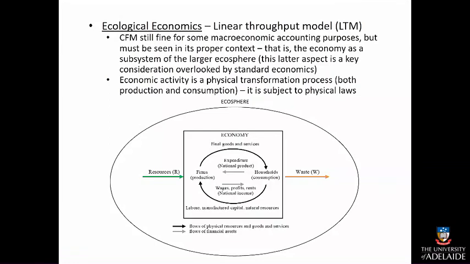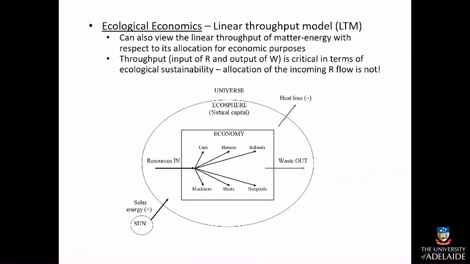To maintain the economic process, resources have to be extracted from the ecosphere. They enter the economy. They're used to produce goods and services. And once the goods and services have been consumed, that matter and energy exits as waste. So the ultimate output of economic activity is waste. We can also look at it in another way. Okay, so I've expanded that a little bit.